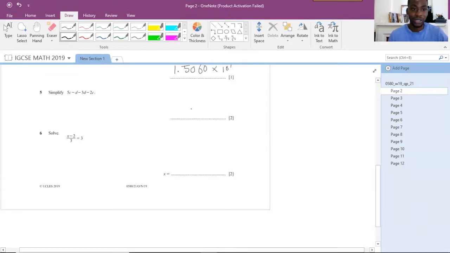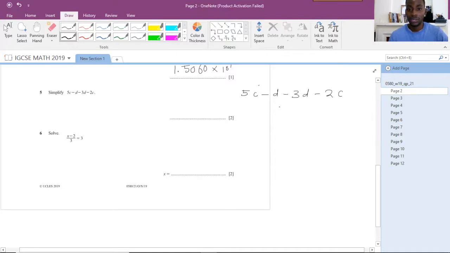So to simplify means collect like terms and simplify. And we're trying to simplify 5c minus d minus 3d minus 2c. So we're just collecting like terms, and please, because we are collecting like terms, the sign of the integers does not change. We are not crossing an equal sign. We are just simply collecting like terms.